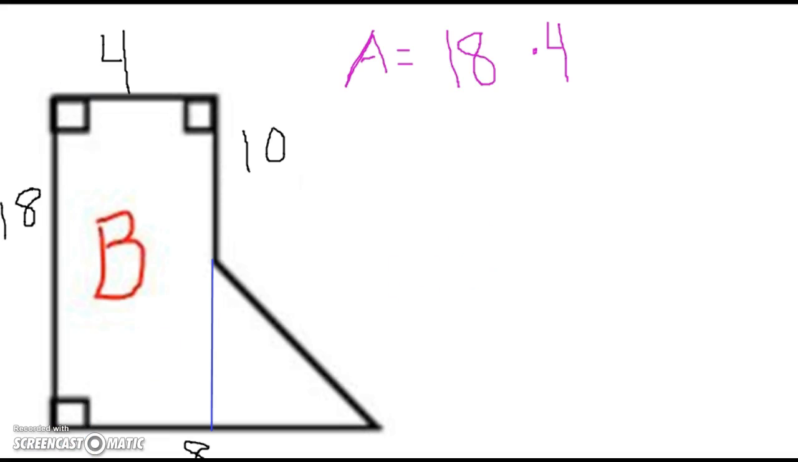You grab your handy dandy calculator and do that 18 times 4. You get the area equals 72. So for the rectangle, we know that it's 72. Let's see if we can figure out the triangle. So for this triangle right here, it looks like we've got a base times a height. Let's figure out what this measurement is right here.